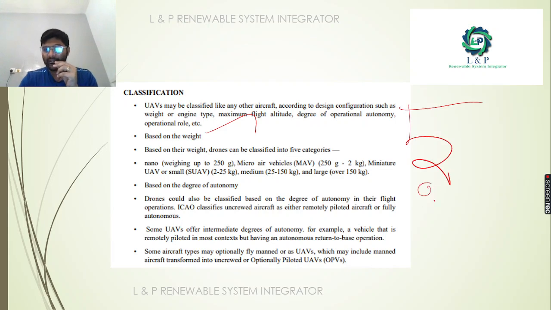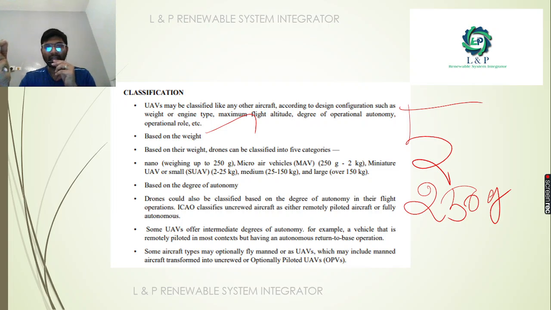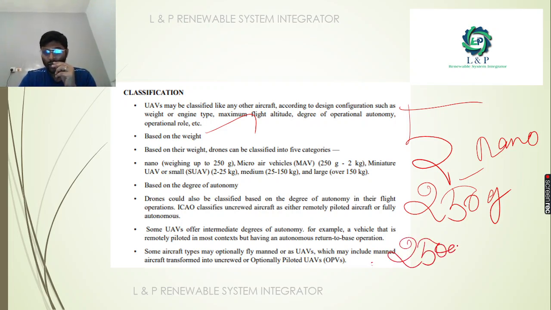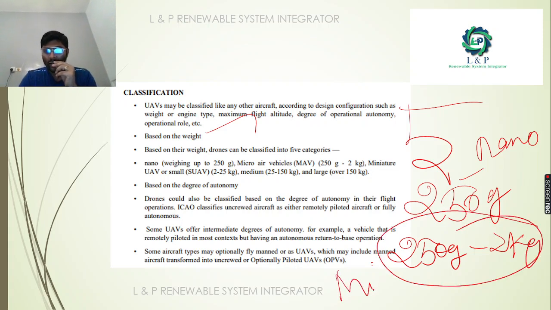The first category will be the 250-gram category. If the maximum weight of a drone is 250 grams or less, we consider it a nano unmanned air vehicle, UAV. Next, if the weight is somewhere between 250 grams and 2 kg, we call it a micro air vehicle.